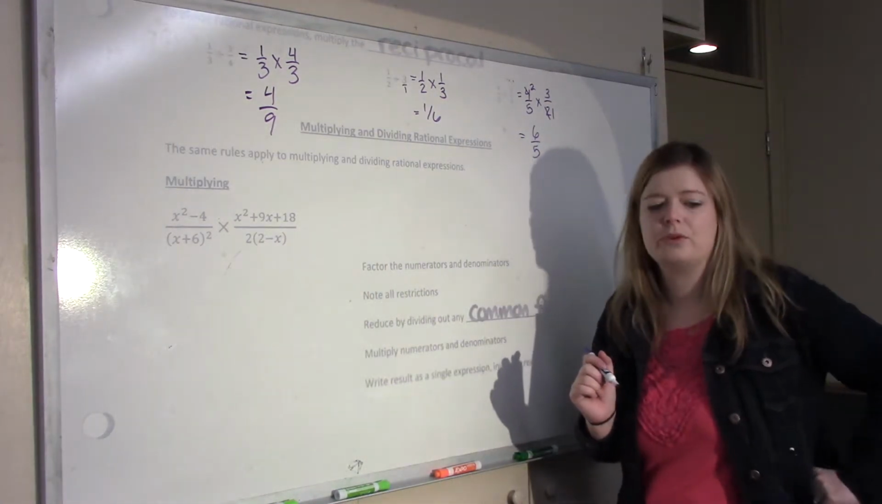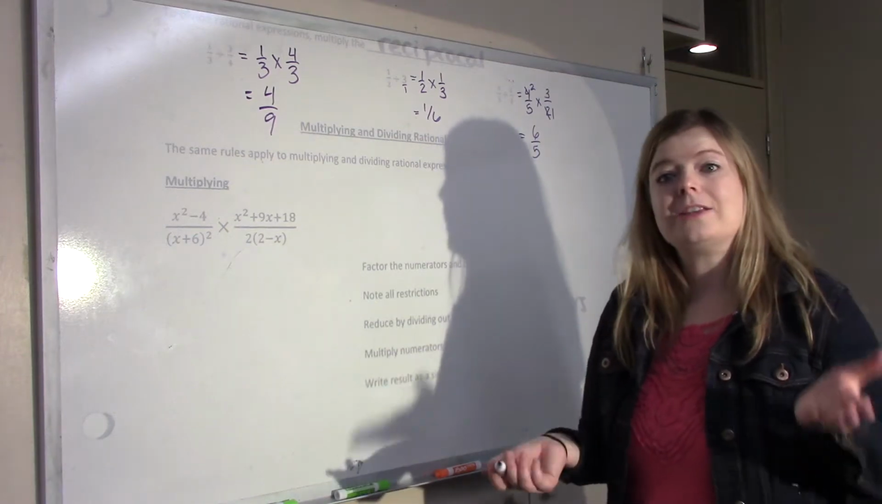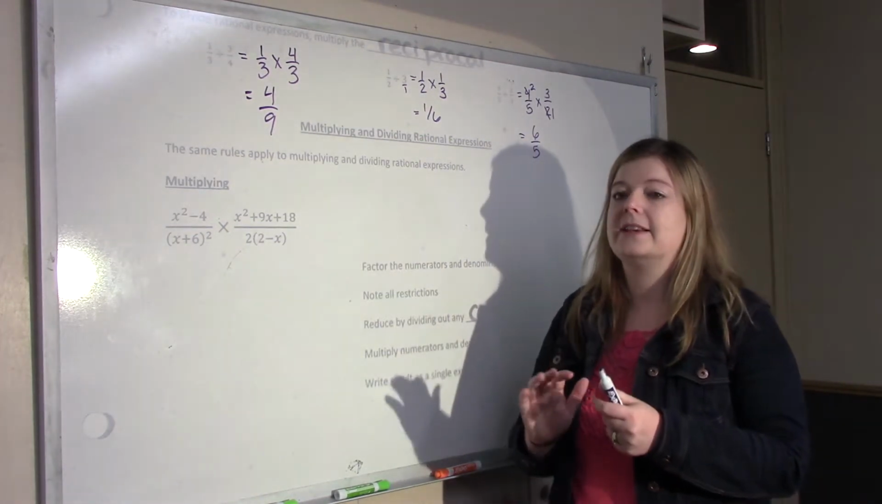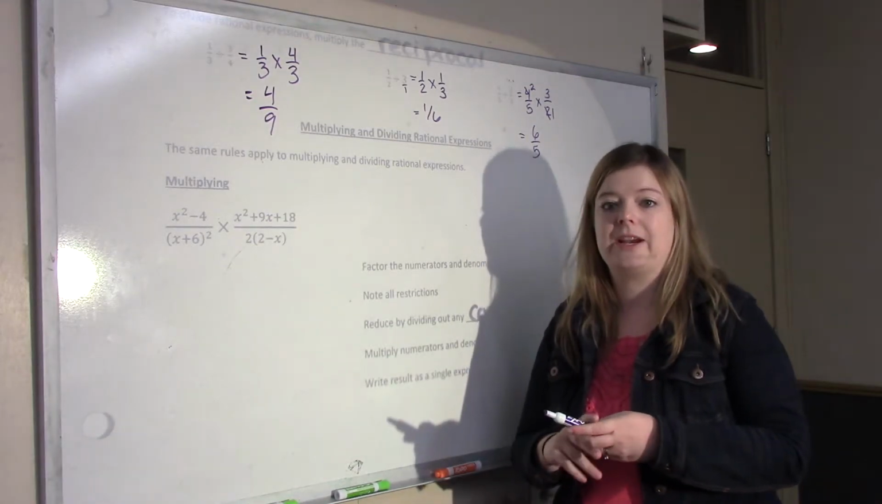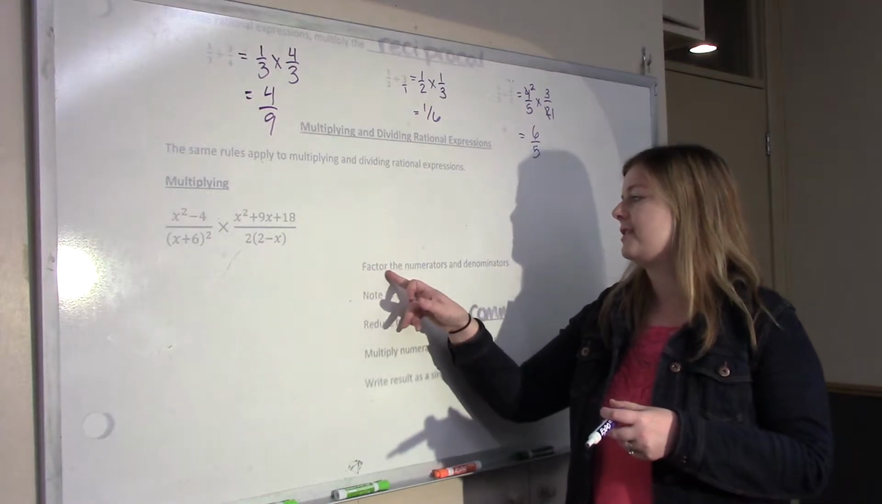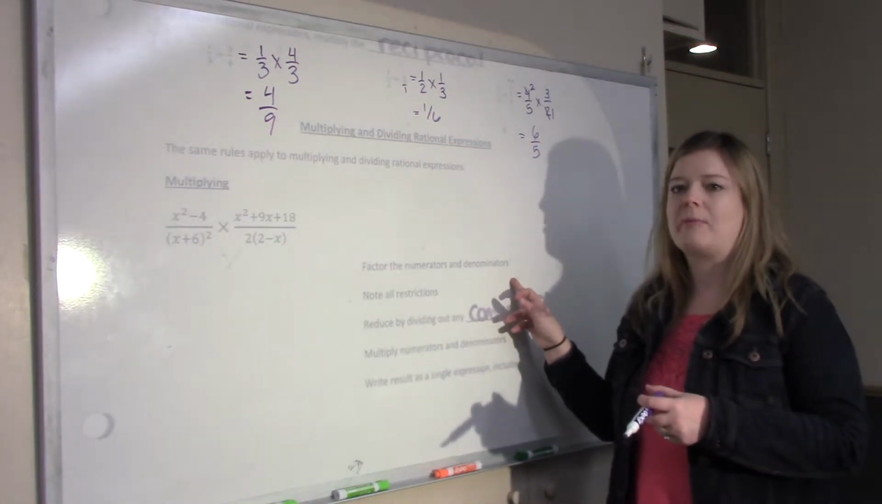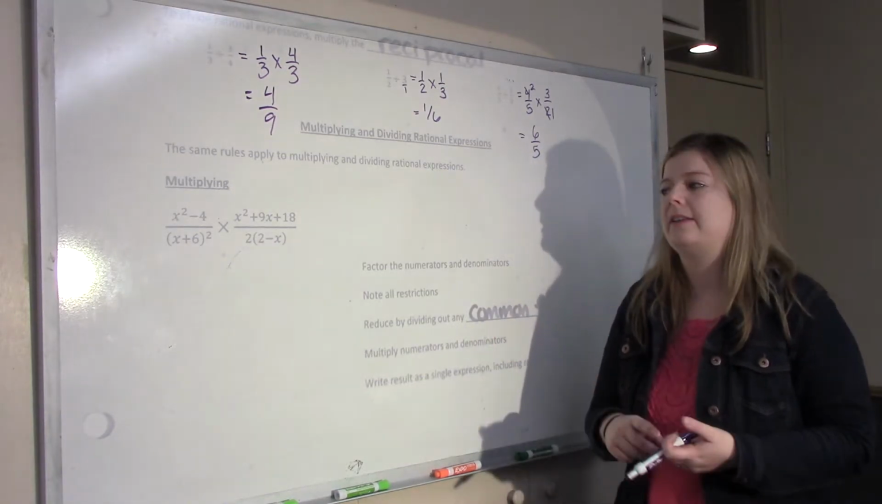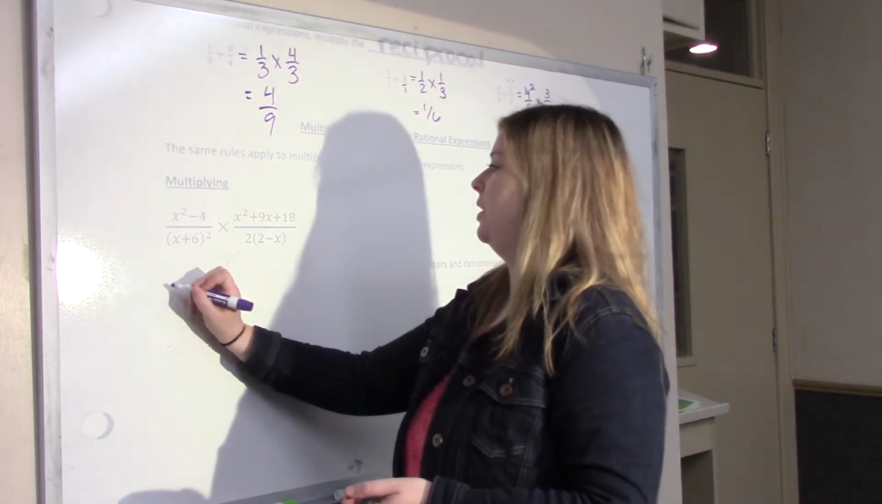The same rules apply, but we want to reduce first. It looks really ugly like this. That would be a very difficult algebraic task to actually go through and multiply. So what we want to do first is factor the numerators and the denominators. That will tell us what we're able to reduce, which we learned in the last lesson.